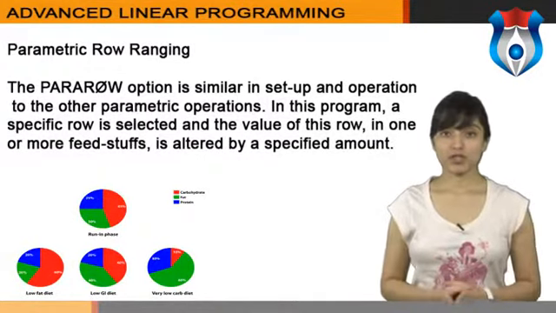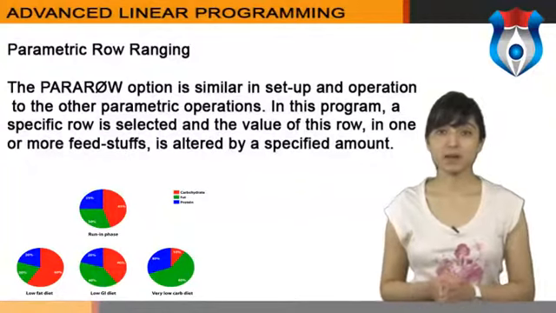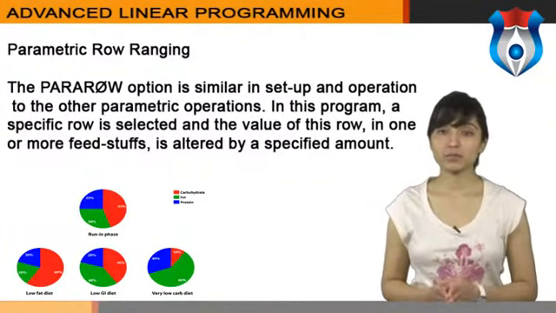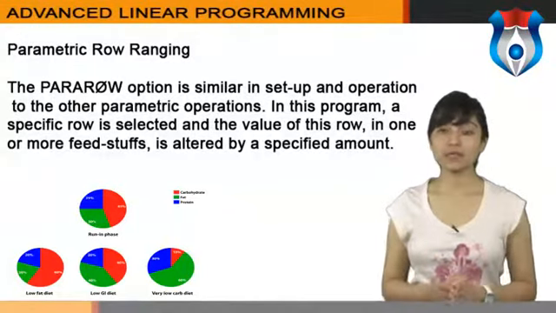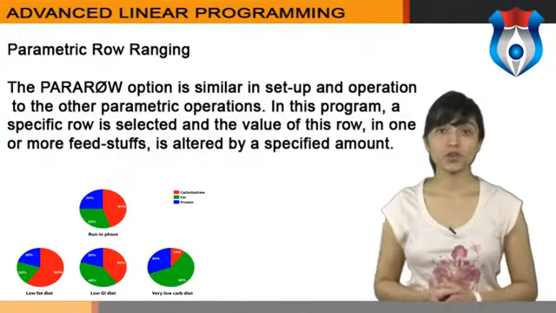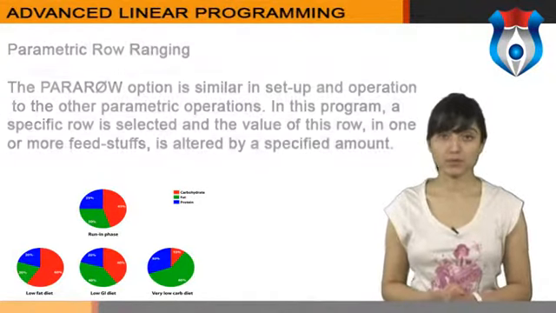Parametric row ranging. The para-row option is similar in setup and operation to the other parametric operations. In this program, a specific row is selected and the value of this row in one or more feedstuffs is altered by a specified amount.